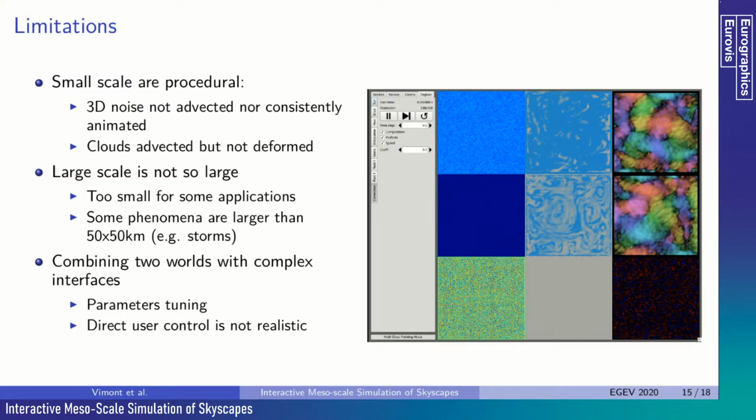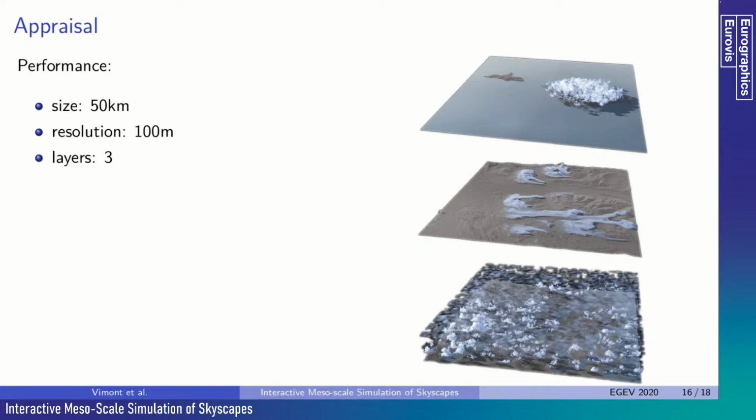So, we do combine simulation and procedural modeling in a single framework, but does it enable us to model weather in a consistent and yet efficient manner? Regarding the efficiency, as said earlier, we use a 50 by 50 kilometer map with 100 meter cells. All examples use three layers, so that amounts to about 800,000 cells. The same 3D simulation with the same resolution would have 26 million cells, so we saved 97% of the cell count. It's safe to say that vertical downsampling helped a lot to improve performance.